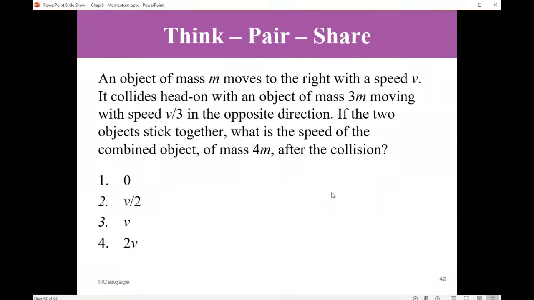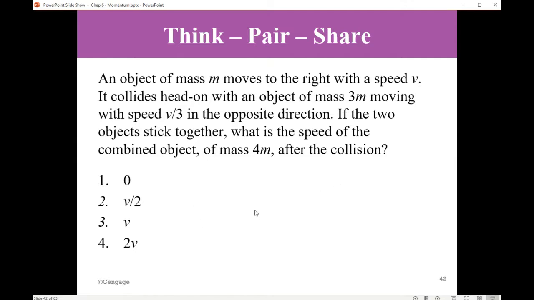An object of mass m moves to the right with a speed v. It collides head-on with an object of mass 3m moving with a speed 1/3 v in the opposite direction. If the two objects stick together, what is the speed of the combined object of mass 4m after the collision?